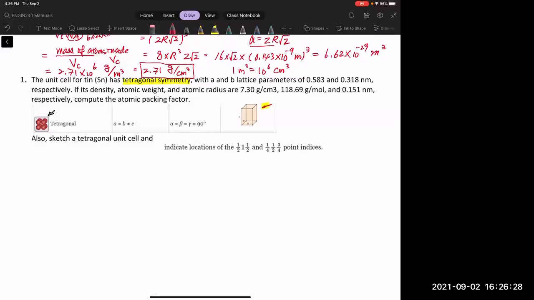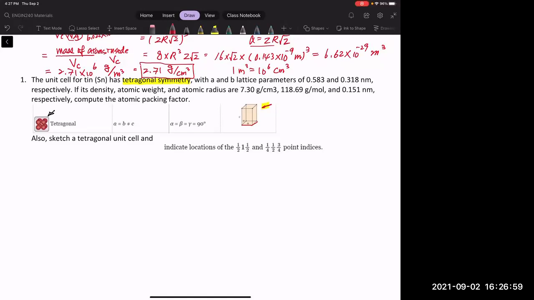and it's not a cube, right? The height, the C, has a different length from A and B, where A will be like this and B will be like this. A and B are equal, but C is not equal to A and B. And the angle between each one of the axes is 90 degrees. So it's more like a rectangular cube, right?